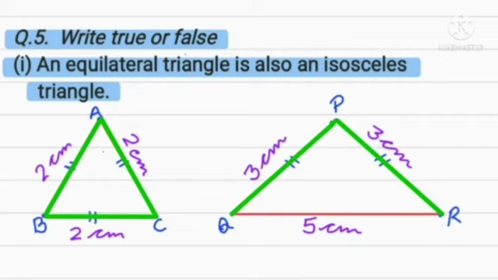So, yes, we can say an equilateral triangle is also an isosceles triangle, because in an isosceles triangle 2 sides are equal, and in an equilateral triangle 2 sides are already equal. That's why an equilateral triangle is also an isosceles triangle.